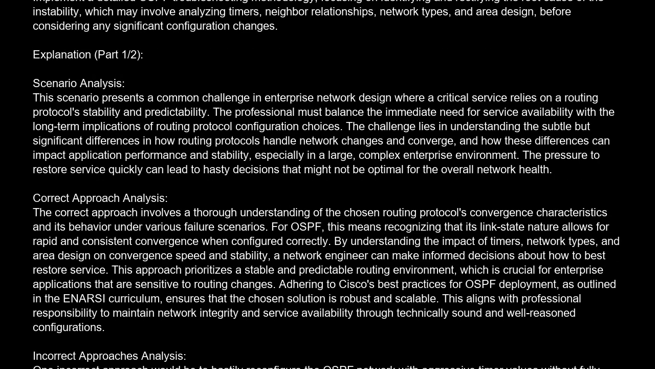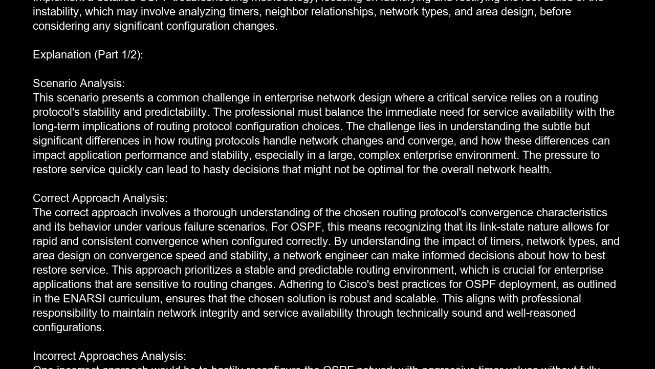The correct answer is B. Implement a detailed OSPF troubleshooting methodology, focusing on identifying and rectifying the root cause of the instability, which may involve analyzing timers, neighbor relationships, network types, and area design, before considering any significant configuration changes.